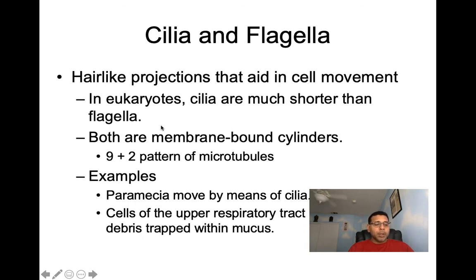However, I want you to know both are membrane-bound cylinders. They have a 9+2 pattern of microtubule arrangement, and I'll show you that in a few seconds.